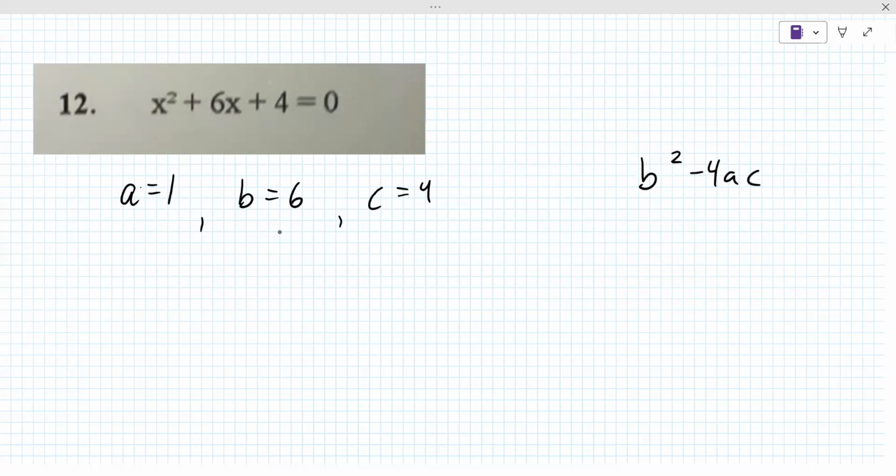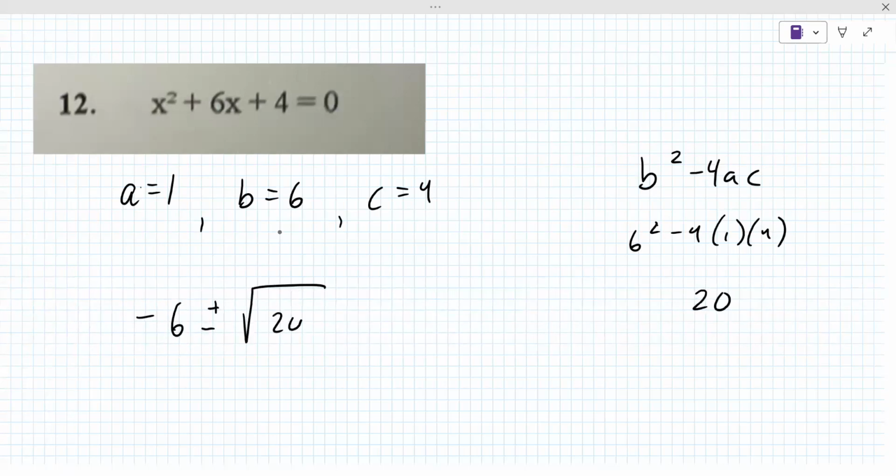I got 20. Okay. So B squared, we got 6 squared minus 4 times 1 times 4. So this one is just fine. It actually does have some roots. So this one is minus 6 plus or minus the square root of 20 over 2 times 1, which is 2. So the faster you can write down the quadratic formula and the numbers that go in there, the faster you'll be getting the answer.